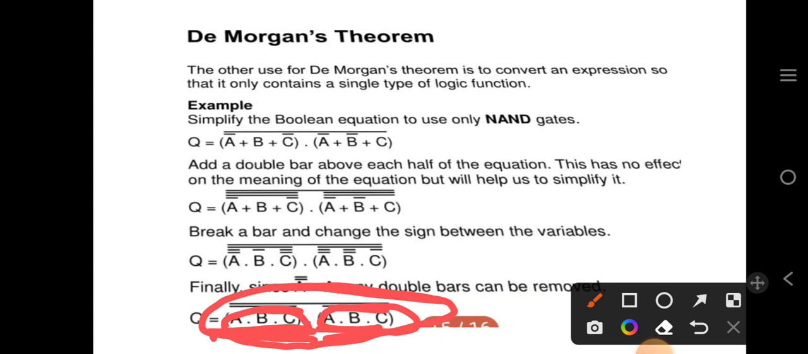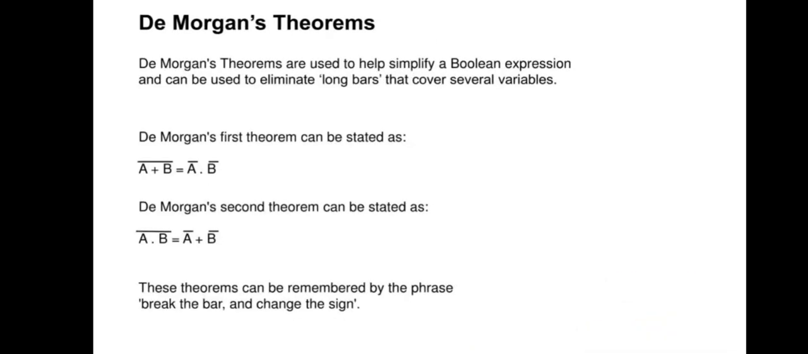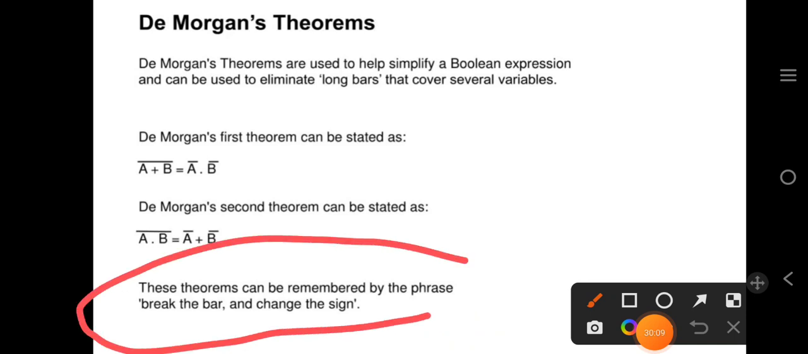So this is how we can implement the De Morgan's theorem, and we can write the equation by using the NAND gate. Okay, so I think the basic concept of De Morgan's theorem is clear to everyone. Just important thing is break the bar and change the sign.